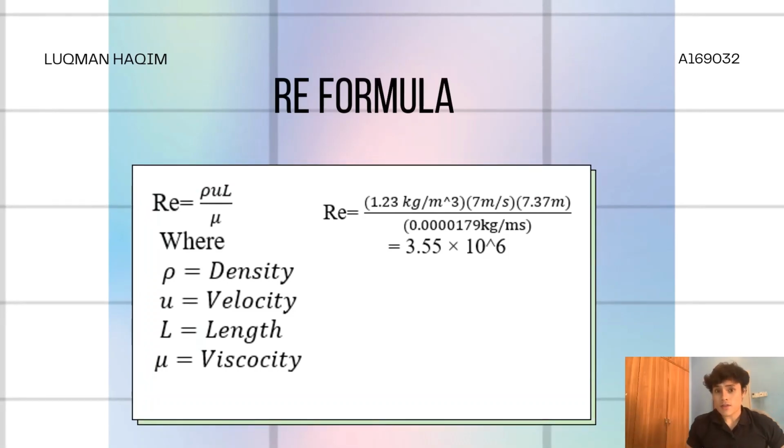After all the results are obtained, finally we use the Reynolds number formula, or in short known as the Re formula, to identify the type of flow that is present inside the duct. Based on the properties and boundary conditions of the duct, we obtain an Re number of 3.55 times 10 to the power of 6, which indicates that the type of flow present is turbulent, since the Re number exceeds 4,000. That is all from me.